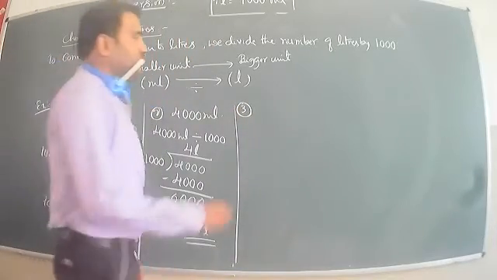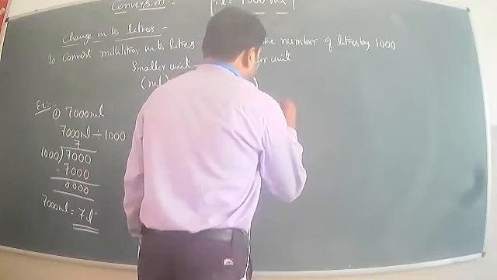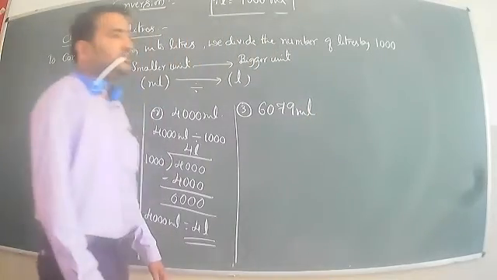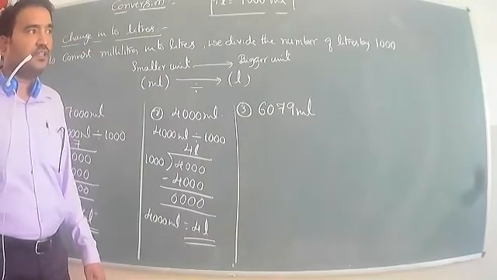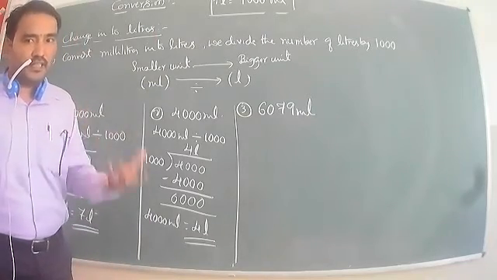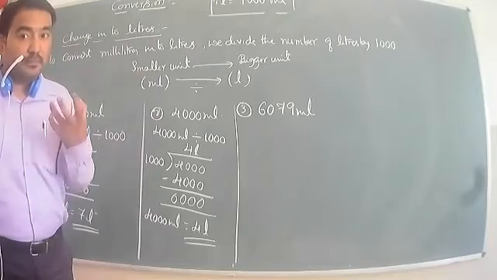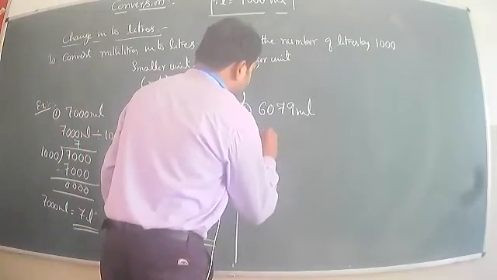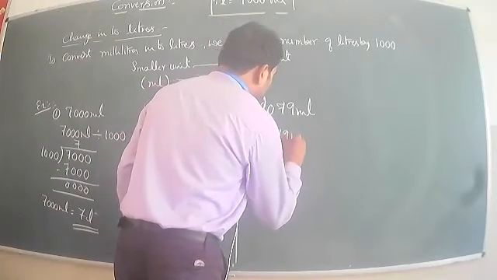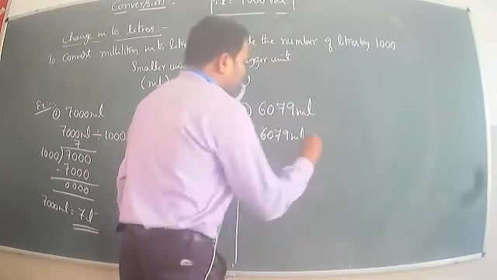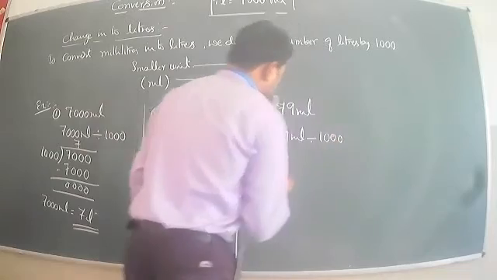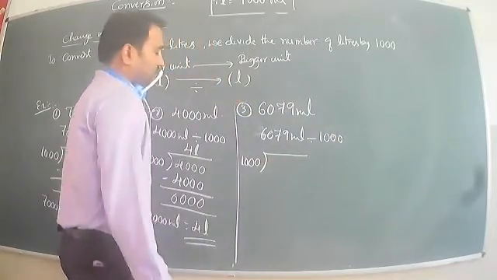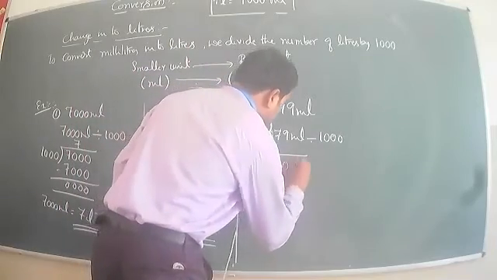6079 milliliter. Here the quotient is liter and the remainder is milliliter. So we should convert. Let us divide 6079 milliliter by 1000. 1000 is the divisor and 6079 is the dividend.